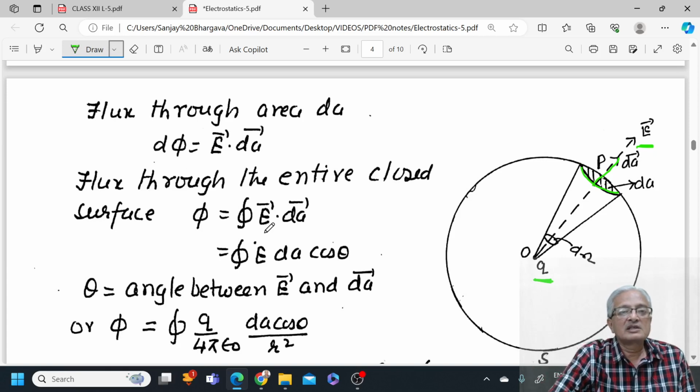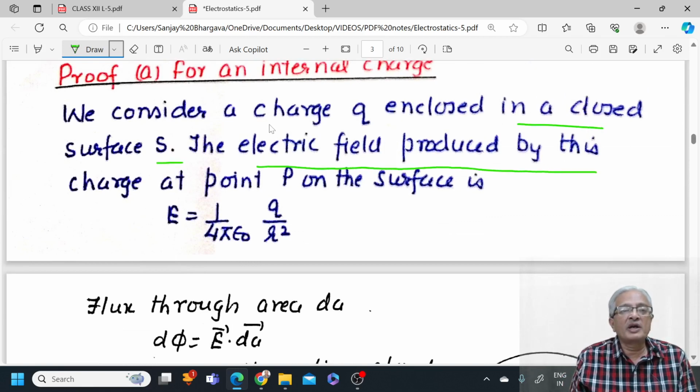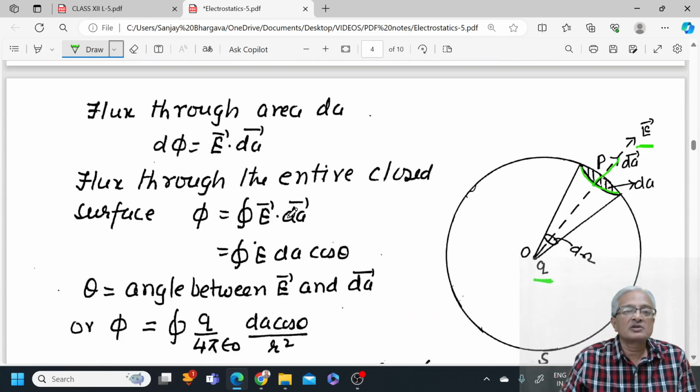Now let us just see here. We consider a charge Q which is enclosed inside the surface S. The electric field produced by this charge at the point P would be given by 1 upon 4 pi epsilon 0, that is K Q upon R square. Then what would be the flux through this small area dA? So this flux through the area dA would be given by d phi, would be E dot dA. What would be the flux through the entire closed surface S? Then phi would be equal to integration E dot dA, and this integration is over the entire surface S.